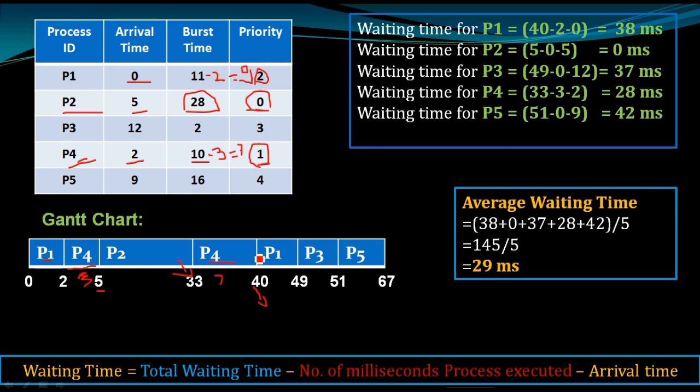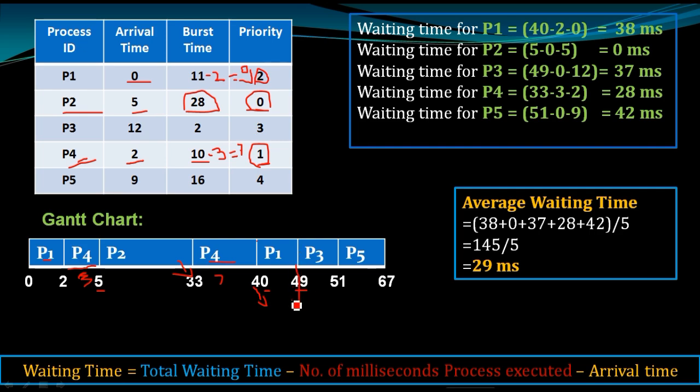It comes out of the CPU, and the CPU is allocated to the next process, that is P1. P1 needs only 9 more milliseconds, so it will enter at the 40th millisecond and leave the CPU at the 49th millisecond.